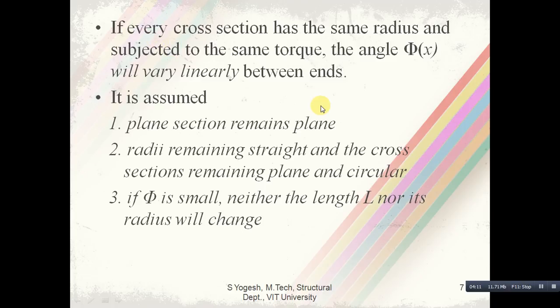If every cross section has the same radius and is subjected to the same torque, the angle phi will vary linearly between the ends. It is assumed that plane sections remain plane, radii remain straight, and the cross section remains plane and circular. If phi is small, neither the length L nor its radius will change.